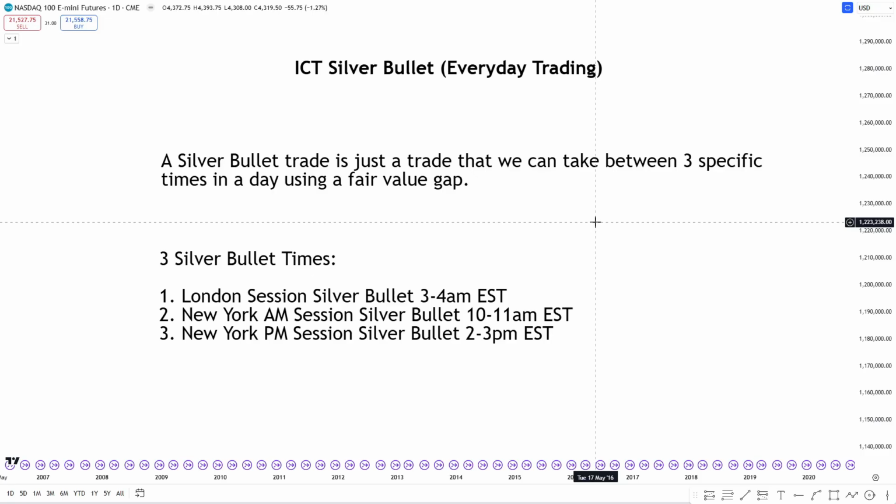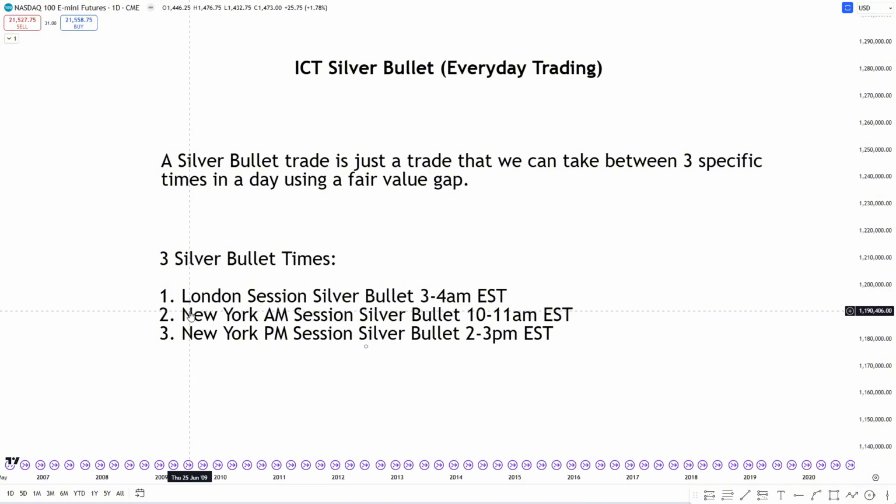So first off, let's define what a silver bullet is. A silver bullet trade is just a trade that we take between 3 specific time periods in a day, and we will be using a fair value gap to enter. Now it is guaranteed that there will be a fair value gap that will form every single day in these 3 time periods. So the 3 silver bullet times that occur every single day are as follows.